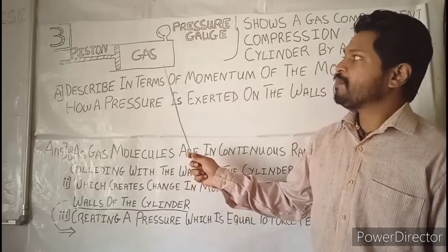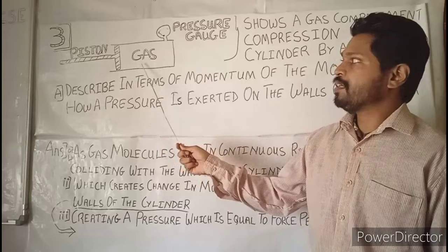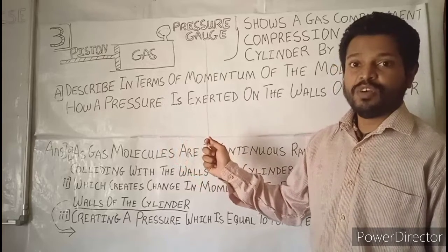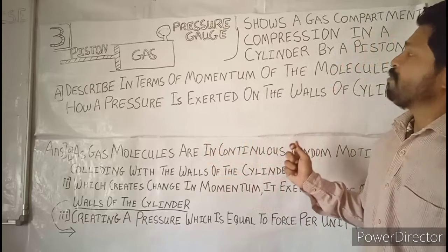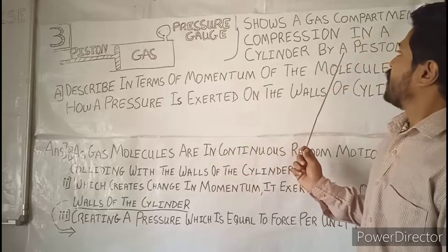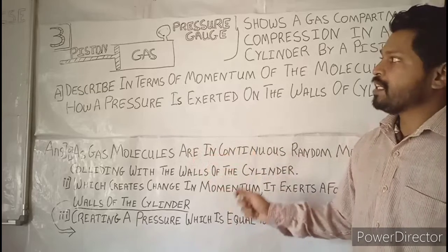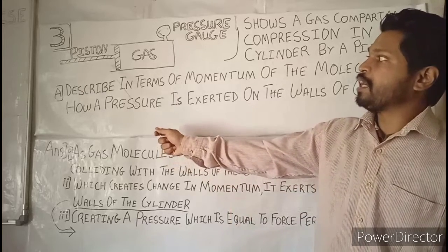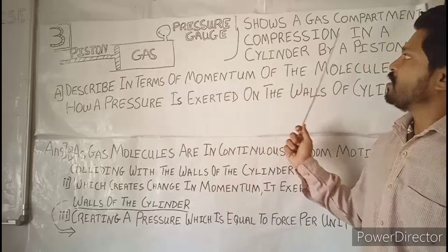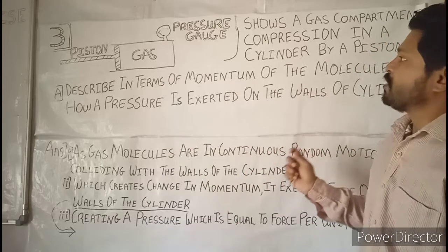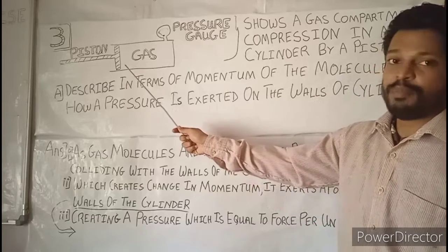You can see the diagram. We have been given a diagram wherein a piston is there and there is a particular gas inside the cylinder. There is a pressure gauge, and this shows a gas compartment compression in a cylinder by a piston. So this is the question we have. These parameters are already given: the piston, the gas, the pressure gauge, and pressure is applied on the piston.